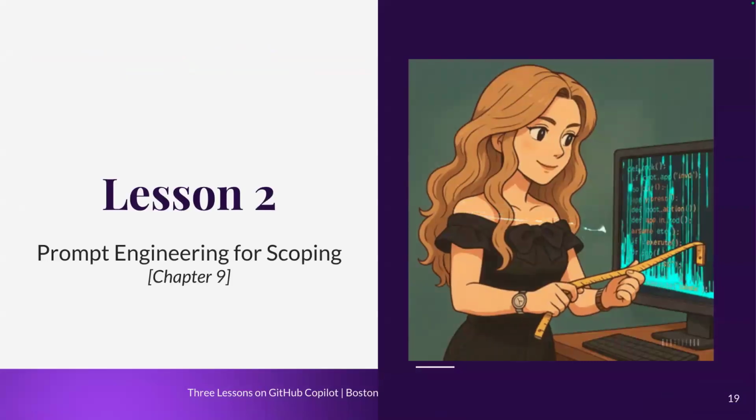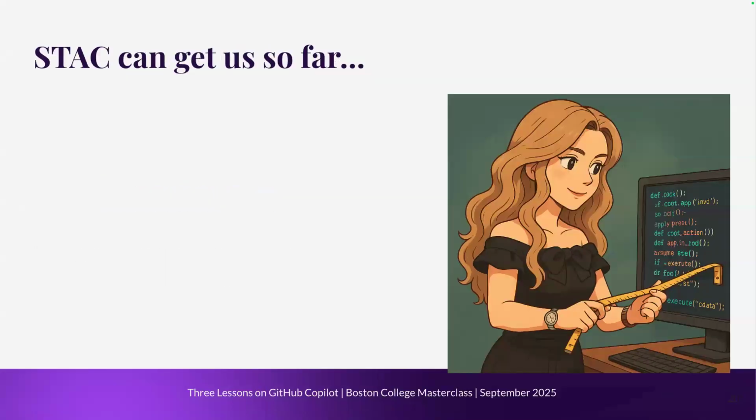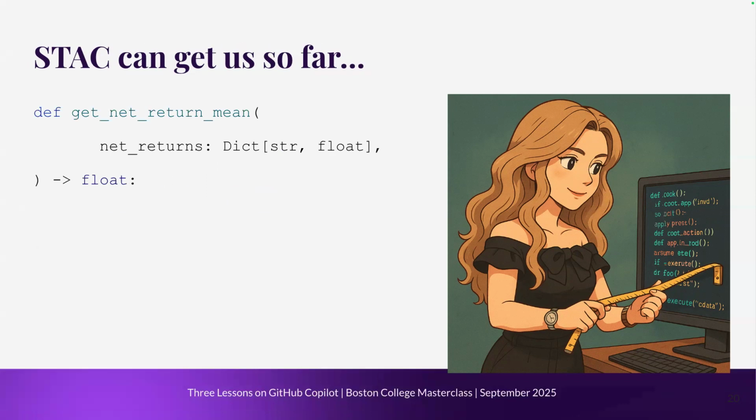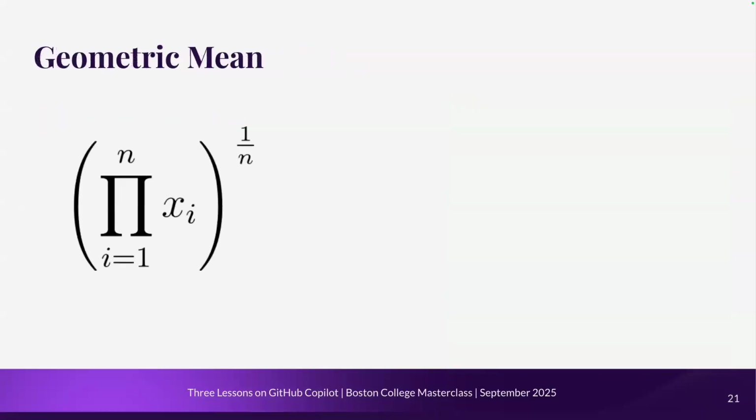For that, we talked about helper functions and constants, but it turns out that the Stacy method can get us only so far. What happens when the definition of the function is not enough for Copilot to 100% predict what we want to do? One of our first examples in the book stems from mathematics, not surprisingly. One of the examples that we didn't do with the helper function is actually implementing the geometric mean.